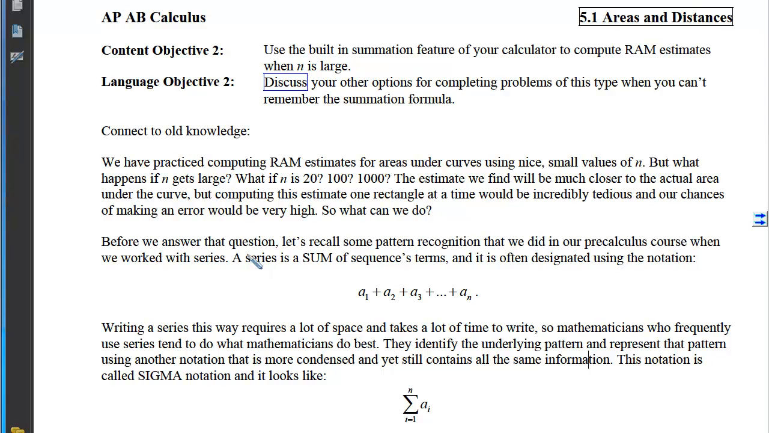But the bad thing is that computing this estimate one rectangle at a time, like we have been doing, will be incredibly tedious, and our chances of making an error are pretty high. So what can we do?